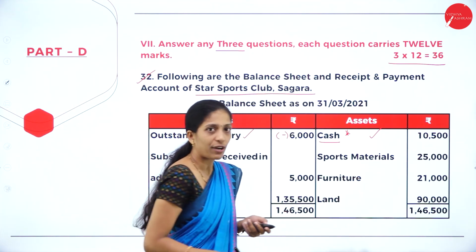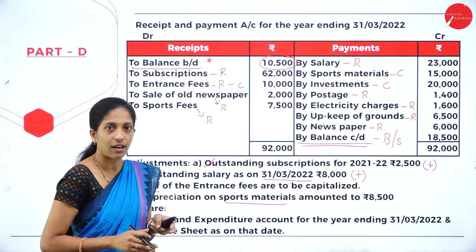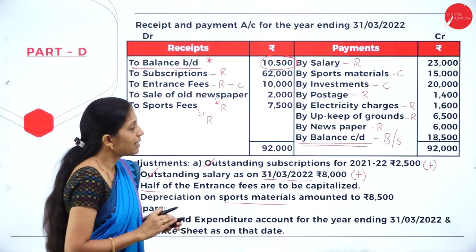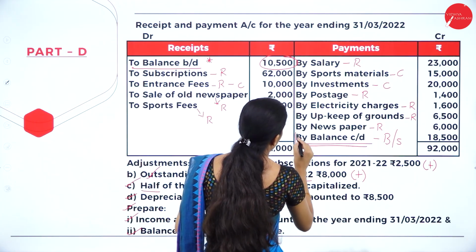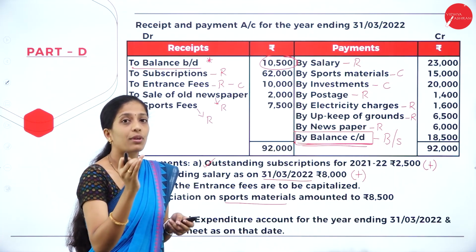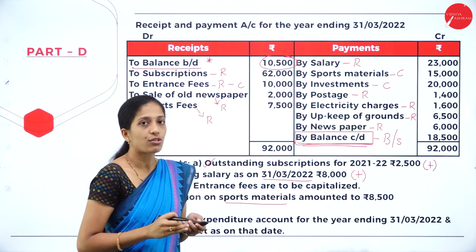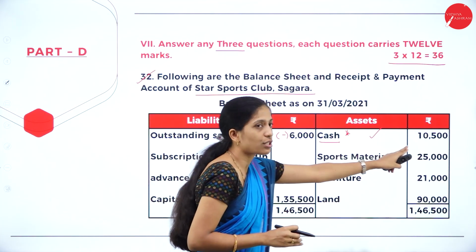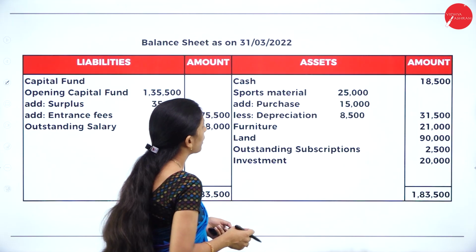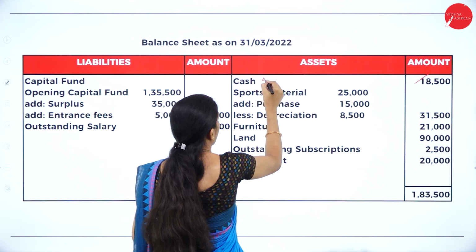Cash, 10,500. But this 10,500 they have written as balance brought down, so it is compensated there. Now, which cash will you record? You have to record the cash given by balance carried down. This amount you have to record in the closing balance sheet as cash. How much? 18,500, not 10,500. So you have to record cash 18,500. You have to be careful here.